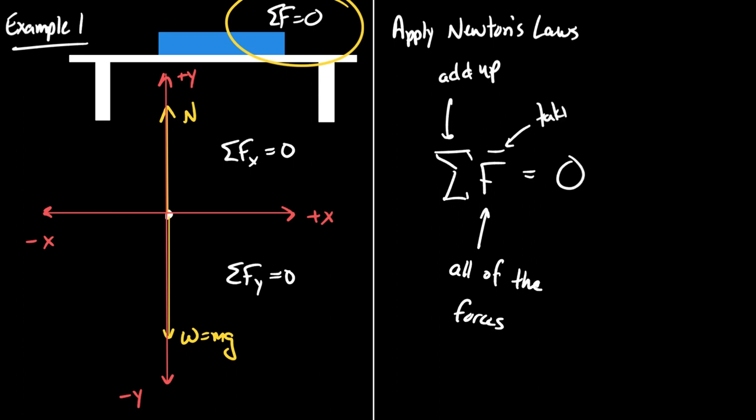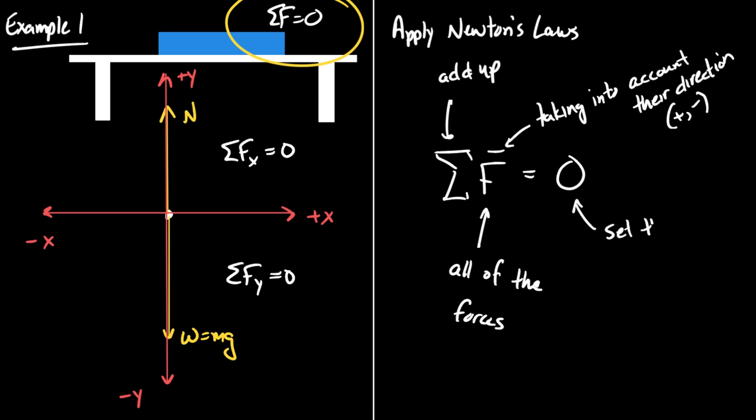That little bar means take into account their direction. This means positive and negative, right? For us, direction is positive and negative. And lastly, set them equal to 0. Newton's second law will say something else, but Newton's first law says to add up all the forces, taking into account the direction, and set them equal to 0.